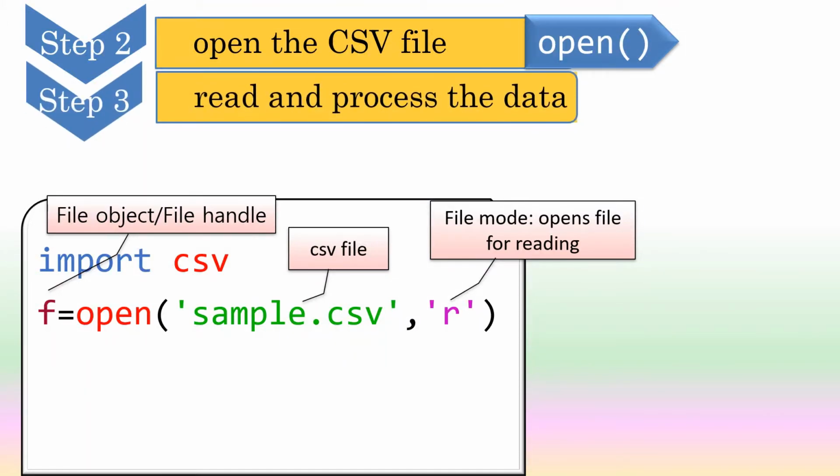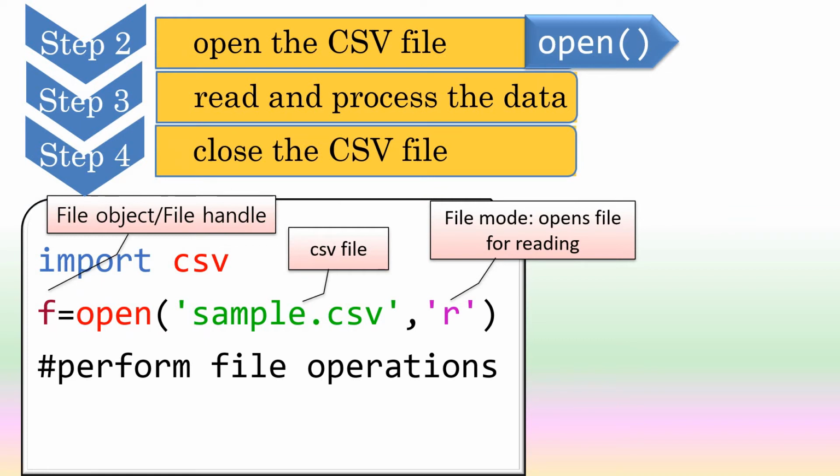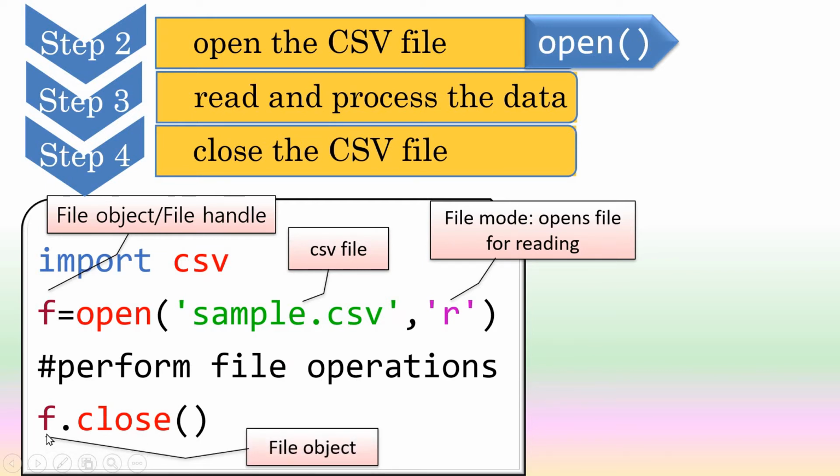Step 3 is to read and process the data. So after opening the CSV file in read mode, you perform file operations. And step 4, close the CSV file. To close the CSV file, the statement is f.close(). You have to use the close function. Here f is the file object, the same file object which is on the left hand side of the open function.